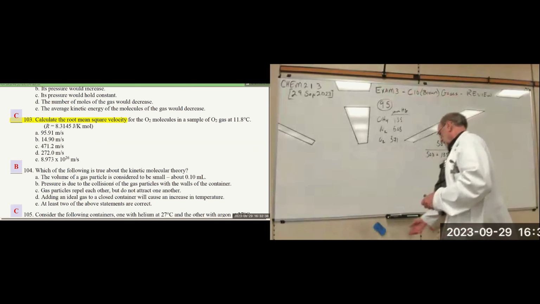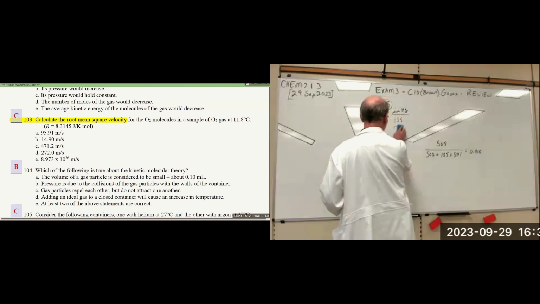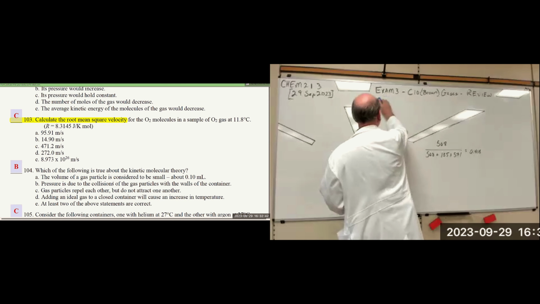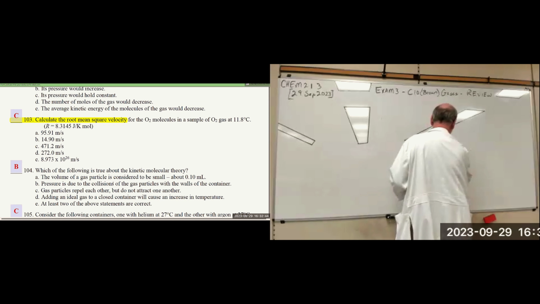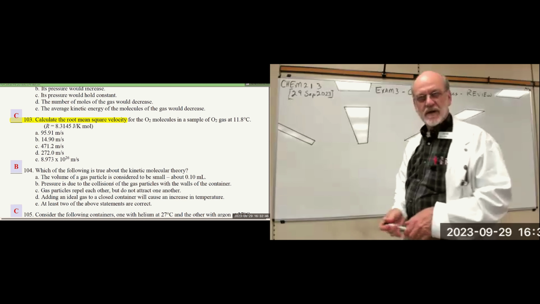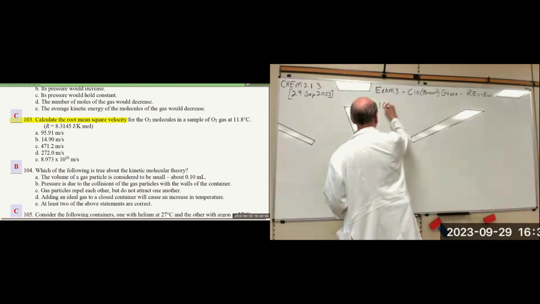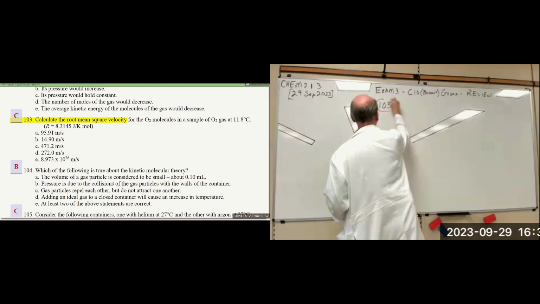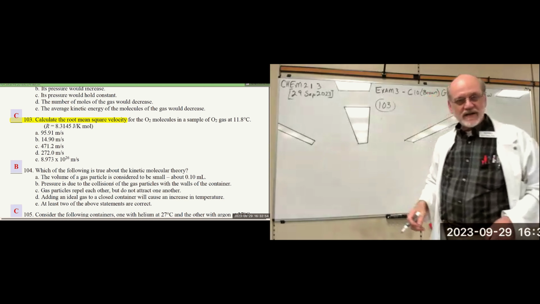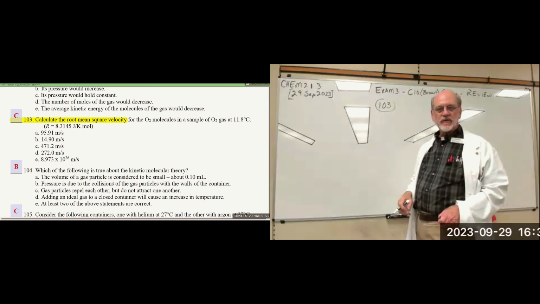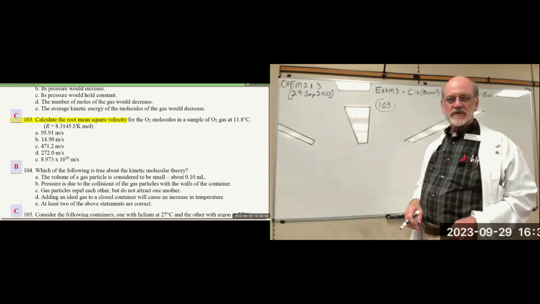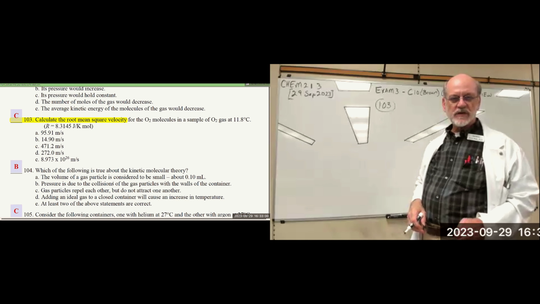All right. Now we get into some more math. Yeah, this chapter is heavy into math. All right, what's the root mean square velocity for oxygen molecules in a sample of oxygen at 11.8 degrees Celsius?